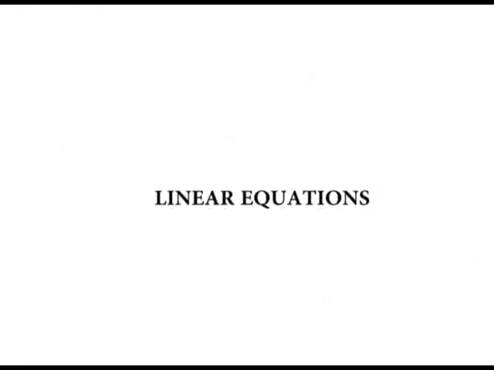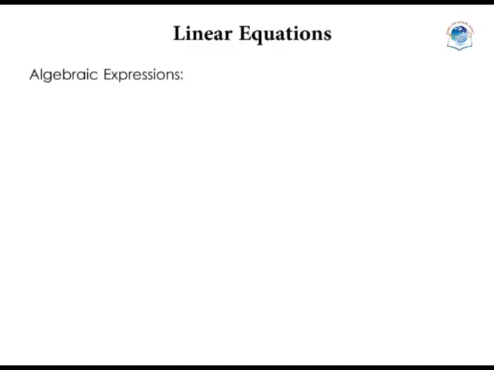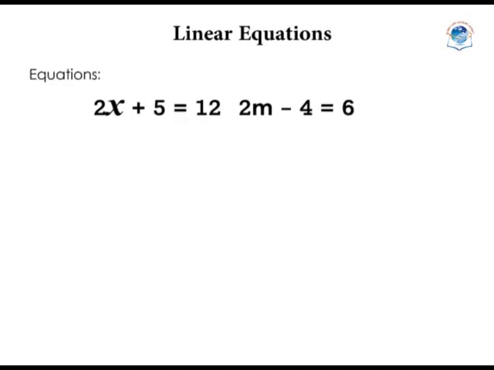Next chapter, linear equations. Now, we talked about algebraic expressions in the previous chapter, and we said they are formed by terms. For example, 2x plus 5, 2m minus 4, and so on. The letters x and m are called variables, which means their values keep changing. When any algebraic expression is equated to a number, it becomes an equation. So 2x plus 5 equals 12 and 2m minus 4 equals 6 are now equations.